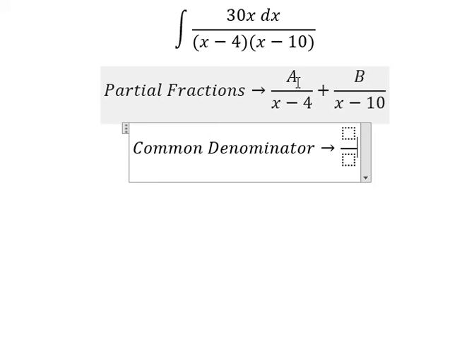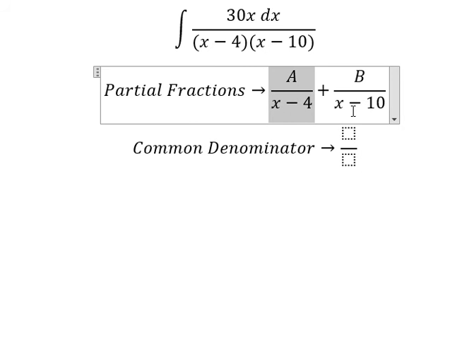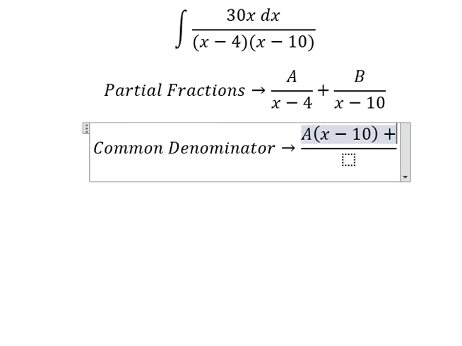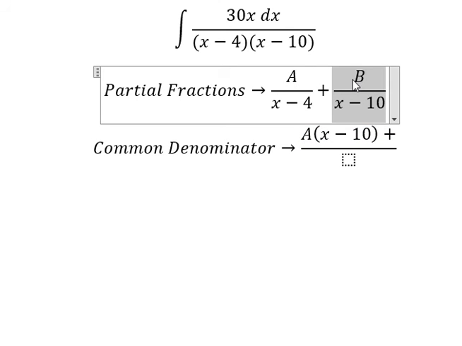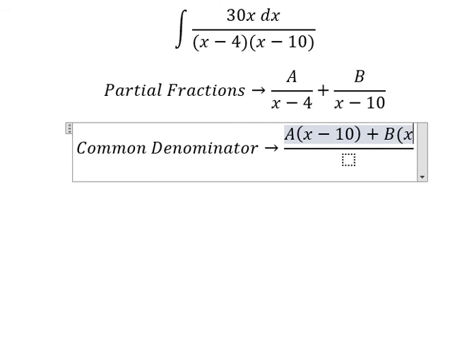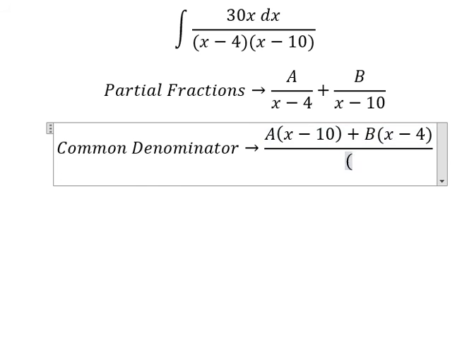So that means this one is missing s minus 10. So we need to multiply by s minus 10 in here. This one is missing s minus 4. So we need to multiply by s minus 4 in here.